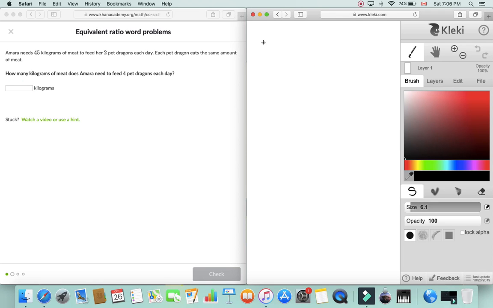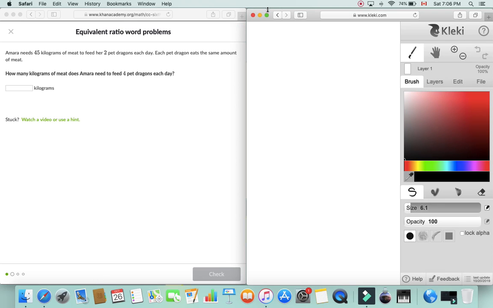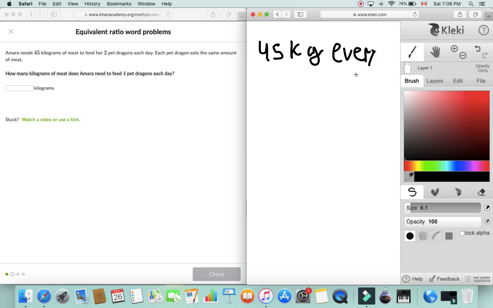So Amara needs 45 kg of meat to feed her 2 pet dragons each day. Every day, they eat the same amount. How many kilograms of meat does Amara need to feed 4 dragons? Well, this is for 2 dragons.